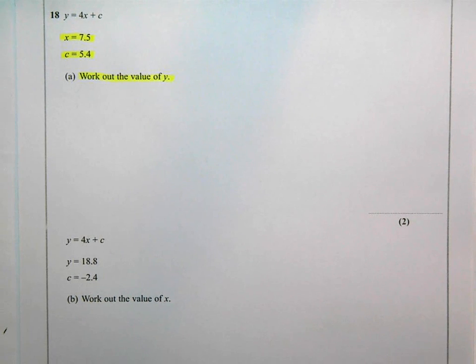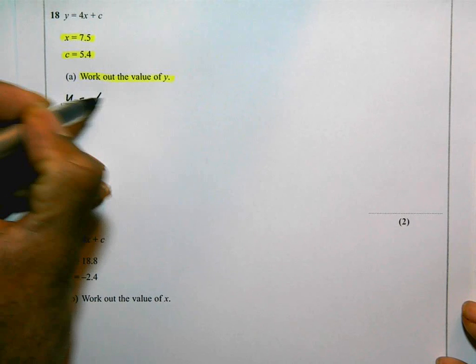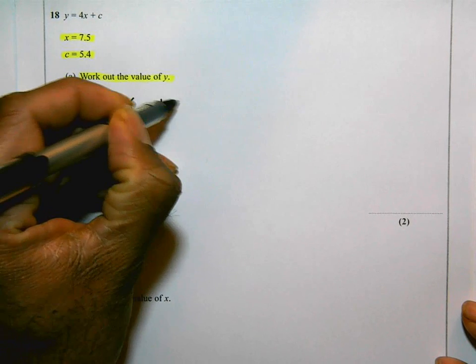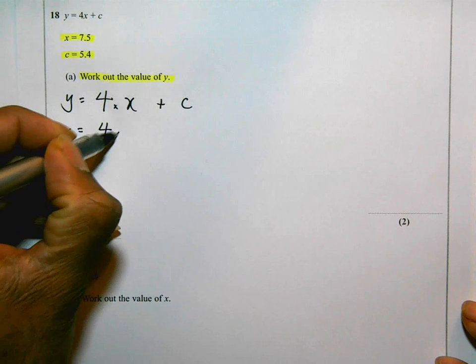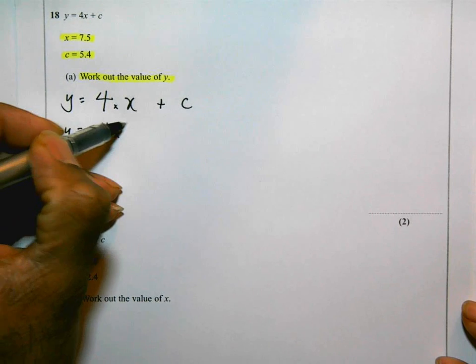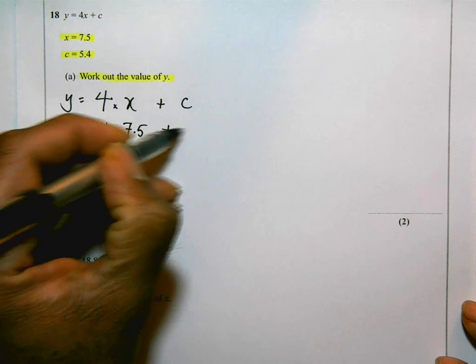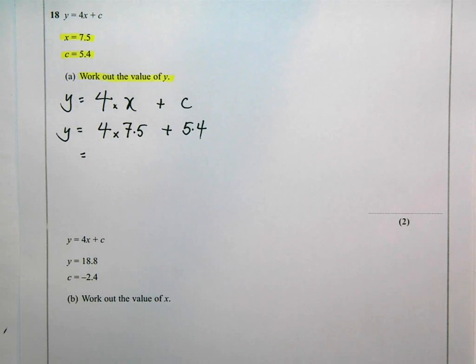Now, the most important thing here is to be able to read the equation at the beginning. So y is equal to 4 times whatever x is, and then I'm going to add c onto that. So to work out y, I need to do 4 times, and x is 7.5. And once I work that out, I need to add on 5.4. So I'm going to go straight to my calculator and get the calculator to do all the hard work here.